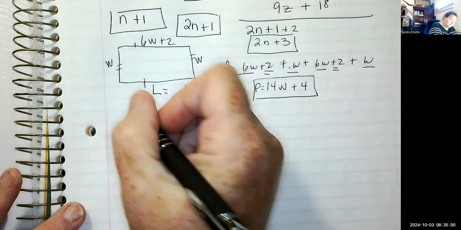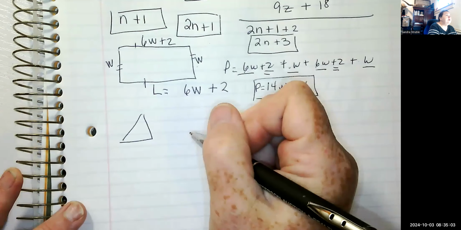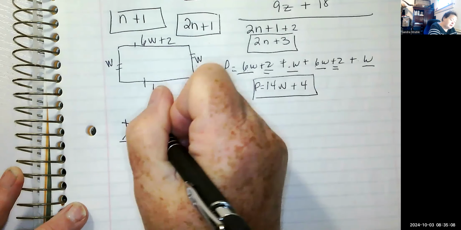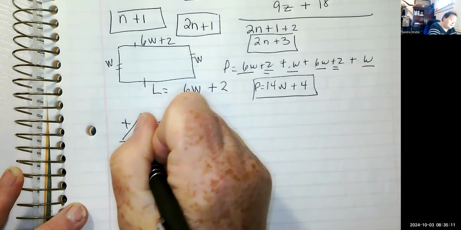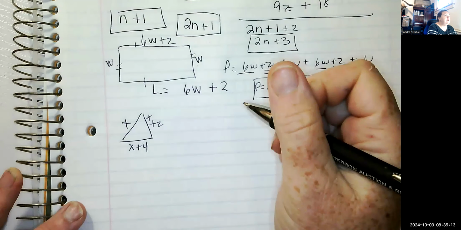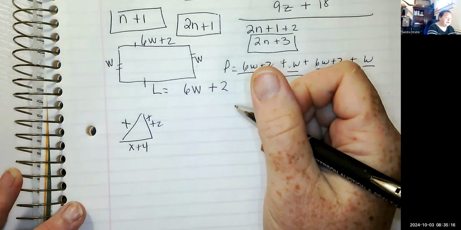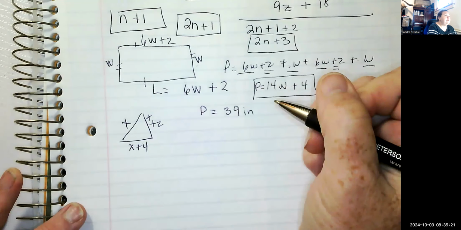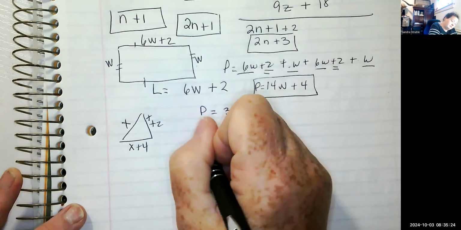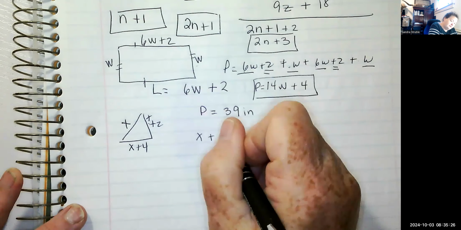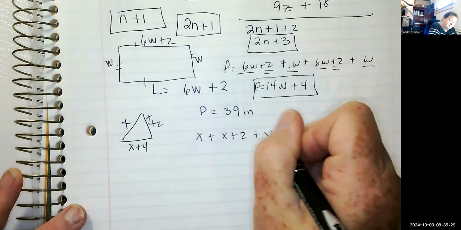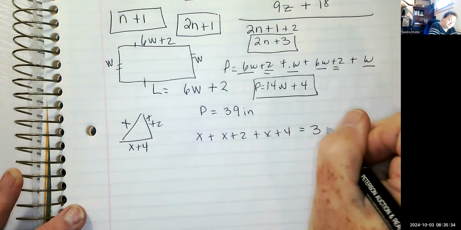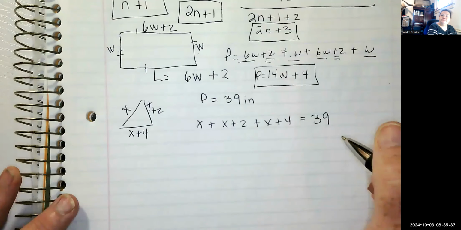The 3 sides of a triangle are consecutive odd integers, which means we have one that's x, one that's x plus 2, and one that's x plus 4. If the perimeter of the triangle is 39 inches, find the lengths of the sides of the triangle. So x plus x plus 2 plus x plus 4 is equal to the perimeter, which is 39. And just solve for x.